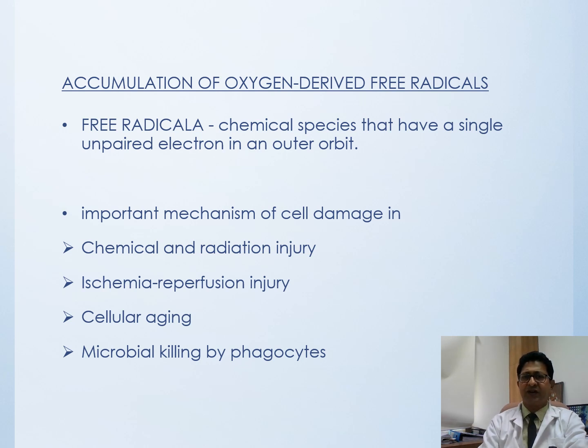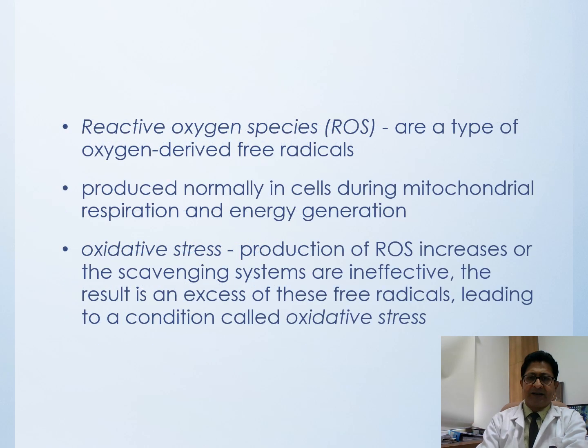Whenever there is accumulation of oxygen derived free radicals, what we discussed, they are very important in cell damage. The causes include chemical and radiation injury, ischemia, reperfusion injury, cellular aging, or microbial killing by phagocytes. Now, these reactive oxygen species, what we discussed, are a type of oxygen derived free radicals which I told you, superoxide anion, hydroxyl ion, or hydrogen peroxide molecules.